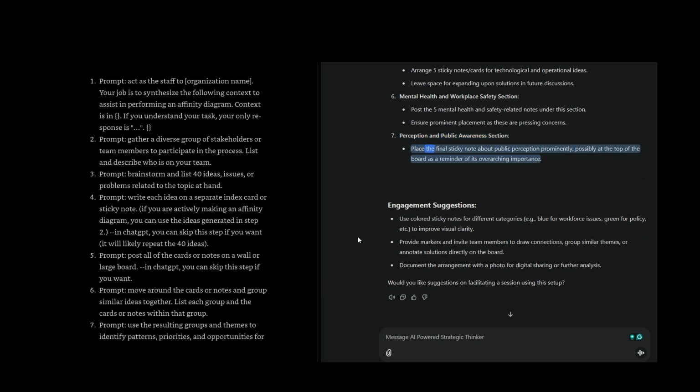Perception and public awareness section. Place the final sticky note about public perception prominently, possibly at the top of the board as a reminder of its overarching importance. Engagement suggestions.